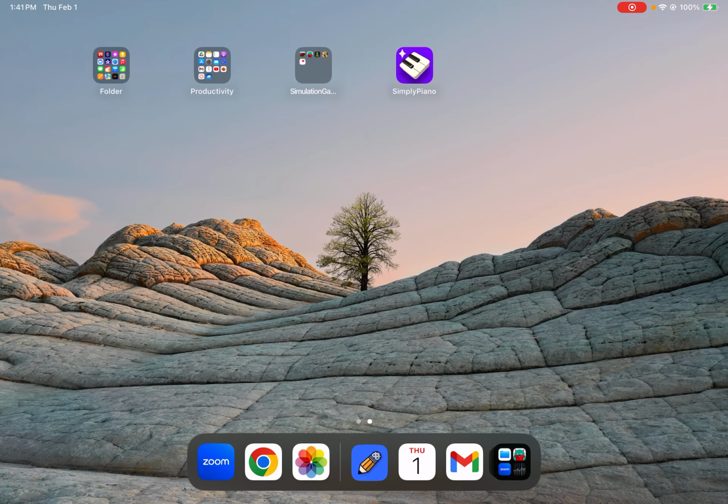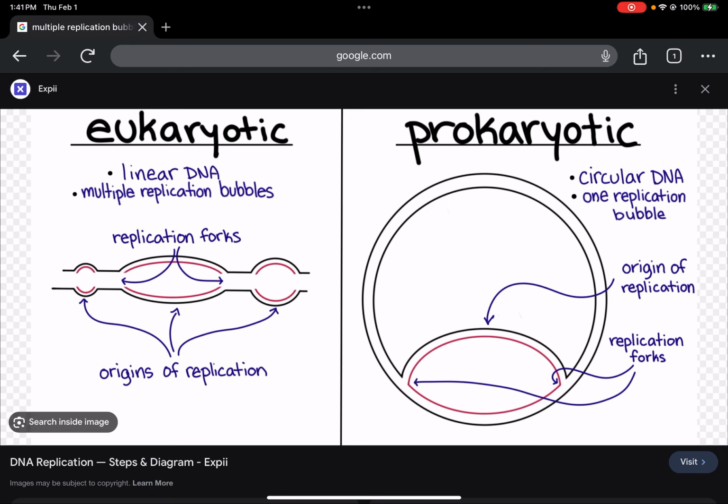I actually found a very good picture online showing that in eukaryotes we have this linear DNA structure, so we can have multiple replication bubbles formed at the same time, having multiple origins of replication. But it's really not just about the structure of DNA being linear. It's more to expedite the replication rate, so that multiple replication bubbles get formed together at the same time.